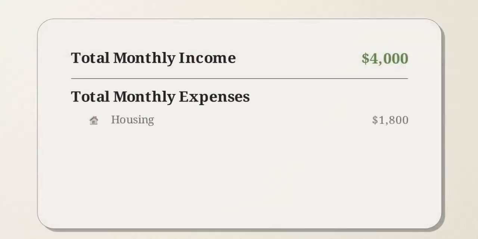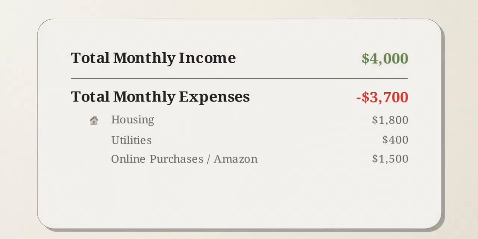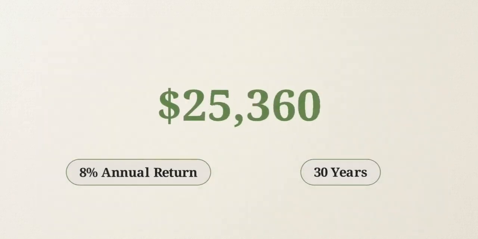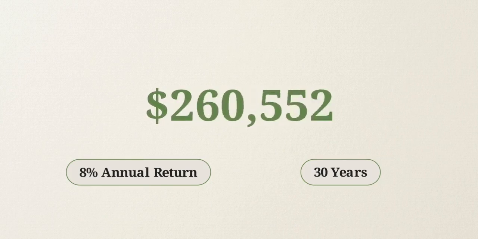This updated spreadsheet shows the cash flow equation. Subtracting expenses from your income reveals your true monthly baseline. Here, we have a positive surplus of $300. If invested monthly at 8%, in 30 years it becomes over $460,000.